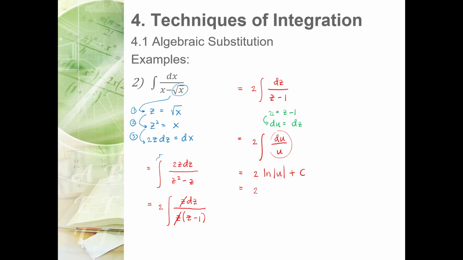We still have to replace the u parameter. So this becomes z minus 1 plus c. And lastly, we replace the z parameter, which is square root of x. So the final answer is 2 ln square root of x minus 1 plus c. So that's the final answer. So it's quite easy, right?